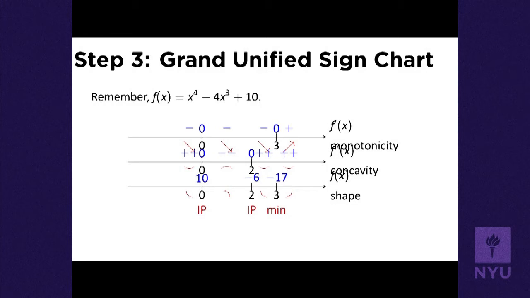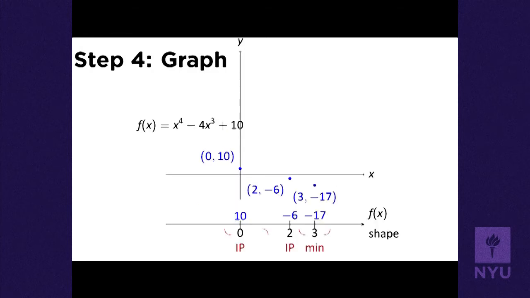There we go. Okay. So now we have the shape of the graph between all of our significant points, and we can use that to sketch the graph. Okay? So there we go. This is the same sign chart from the previous slide at the bottom. And I've labeled all the points that I know so far: (0, 10), (2, -6), and (3, -17).